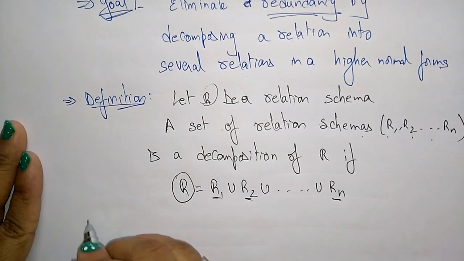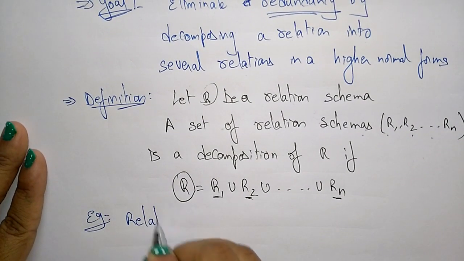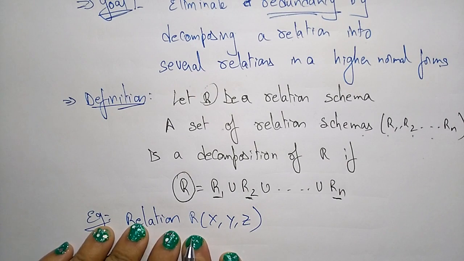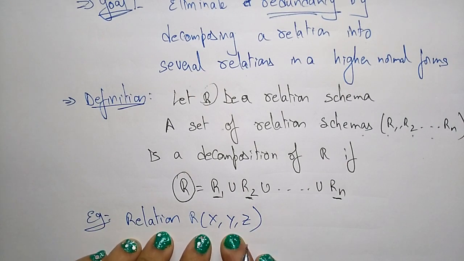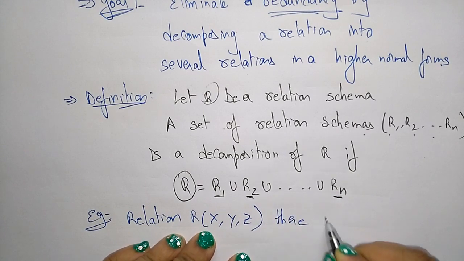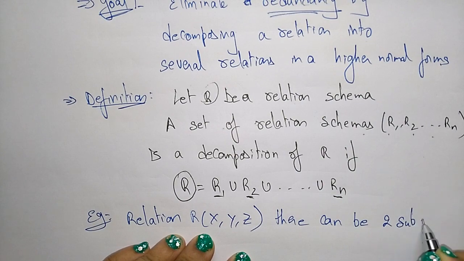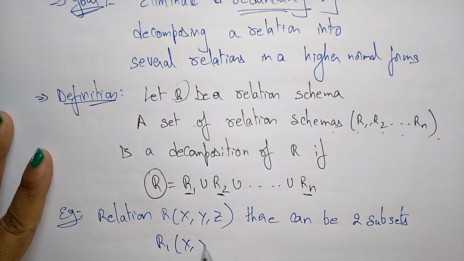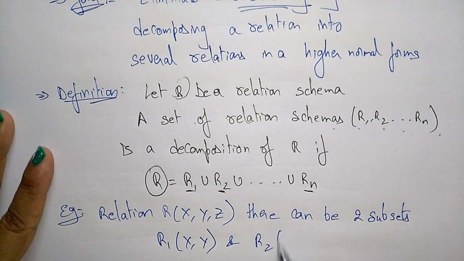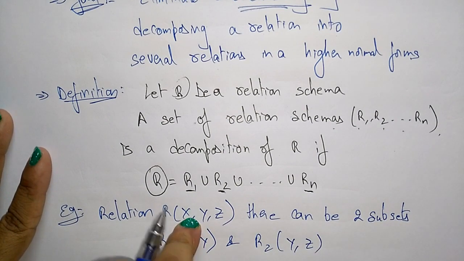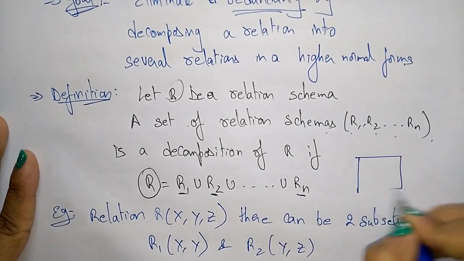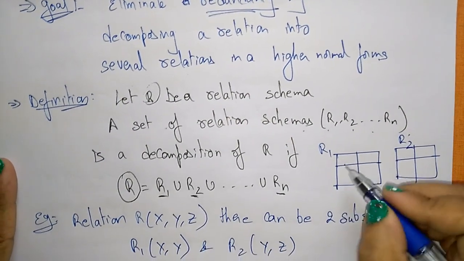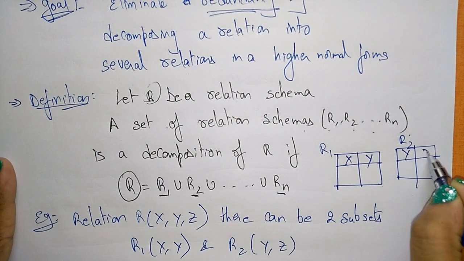So let me take an example, then you will understand. Let's take a relation R that contains the attributes X, Y, Z. So R is a relational schema, and in that relational schema there are three attributes X, Y, Z. There can be two subsets. Let us take two subsets, means we are dividing the relation schema as R1 and R2. R1 contains X and Y attributes and R2 contains Y and Z. Means this complete relation is divided into two tables. This is the R1 table and R2. R1 contains the attributes X, Y and R2 contains Y and Z.